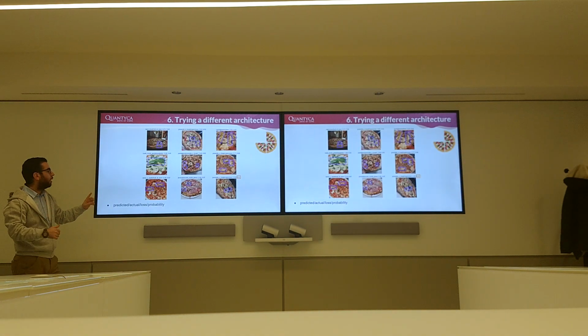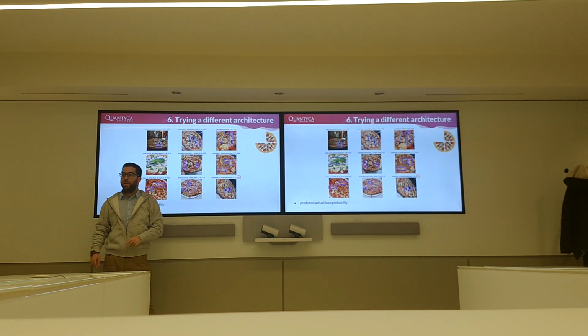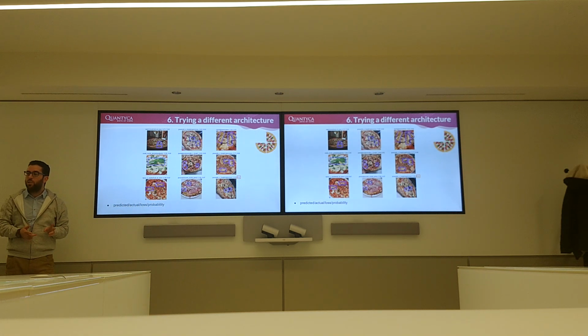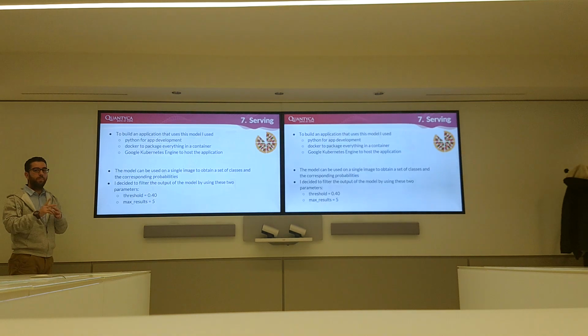Sorry, can you go back? And also here I highlighted 11% probability. So even if the model is saying the wrong class, it gives a low probability. So it's still a good model to me. Okay. Thanks. So let's go and speak about serving.